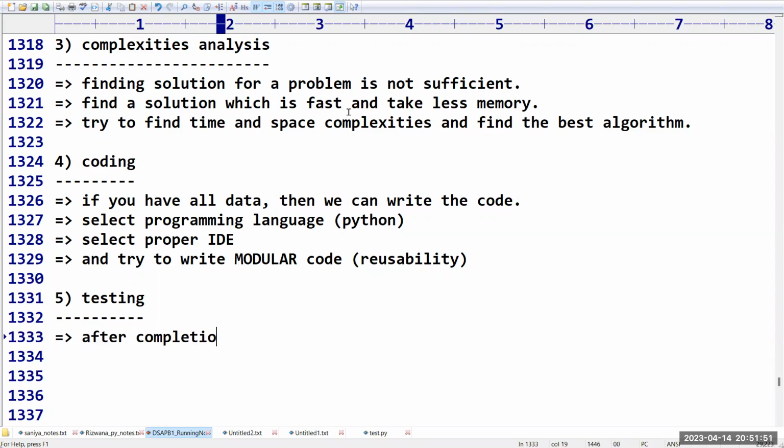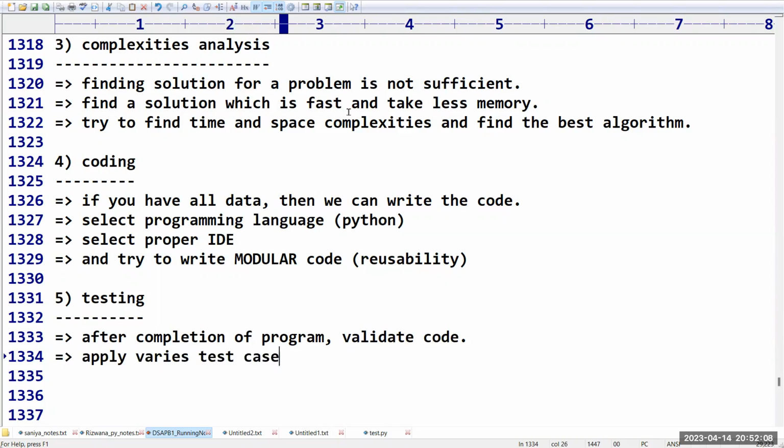Okay. So after completion of a program, validate the code. That is, we have to check whether your program is working properly or not. And for this, apply various test cases and solve this problem.